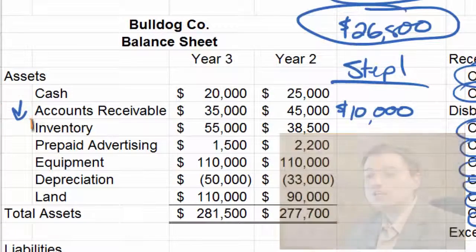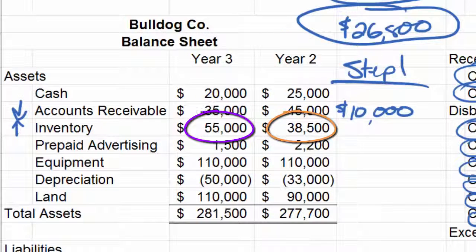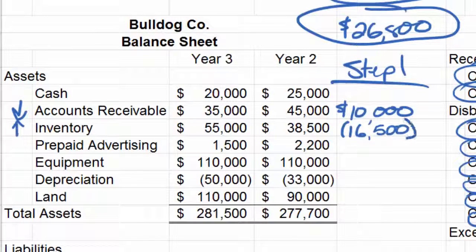Next, we've got our inventory. Inventory increased quite a bit. It went from $38,500 to $55,000. So if inventory went up, chances are we bought it or paid for it. So I'm out $16,500 in cash. Hopefully I've made some of it back in sales, but that cash did go out.